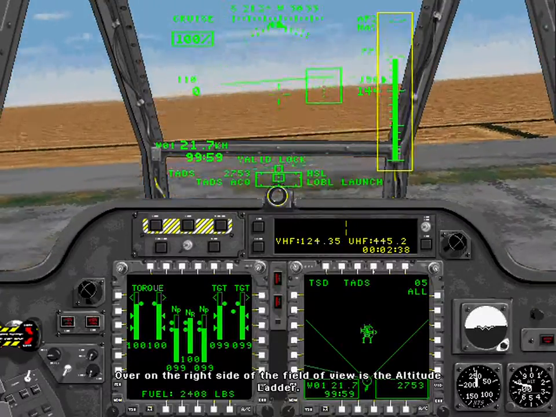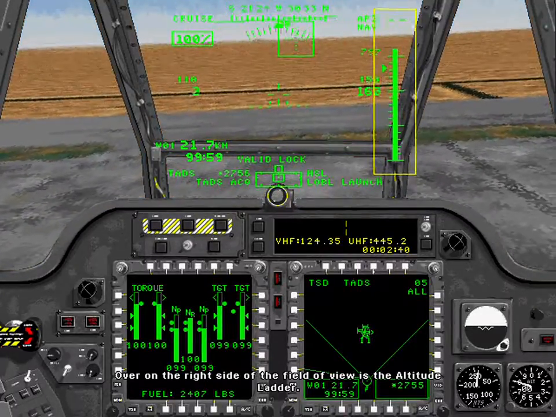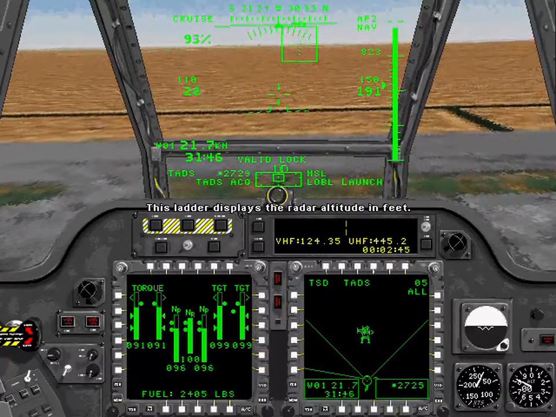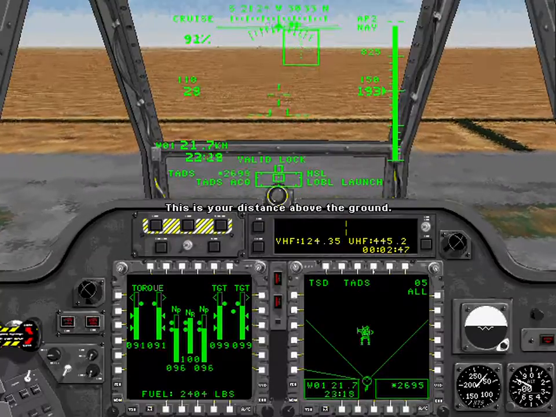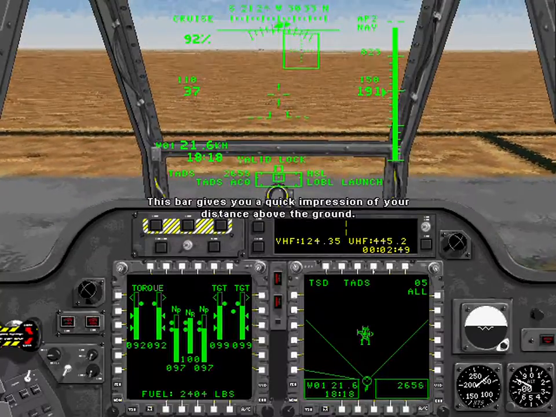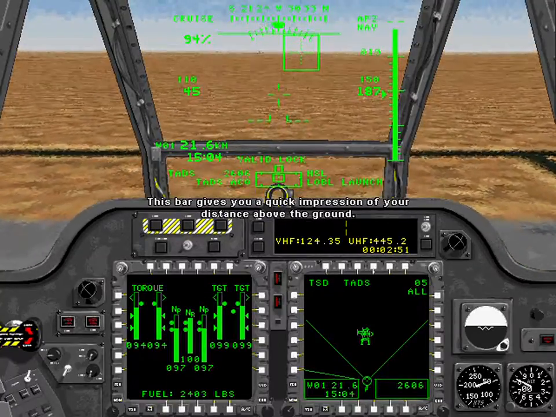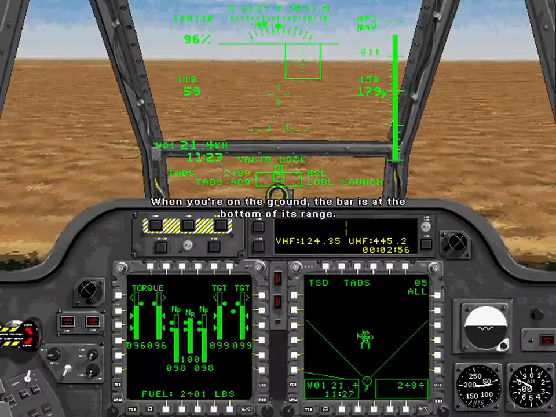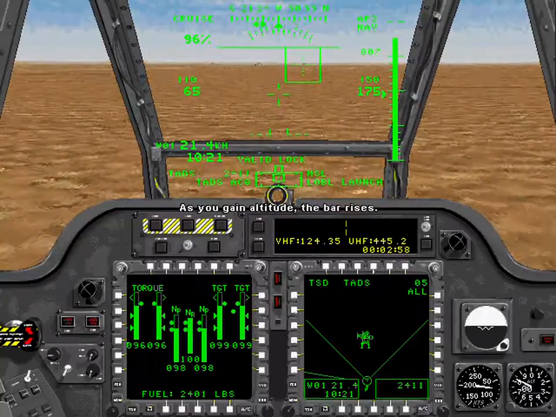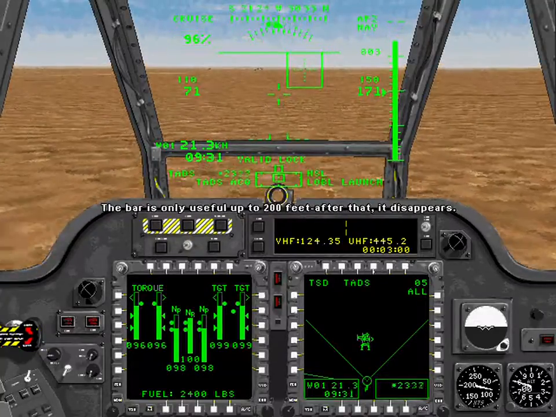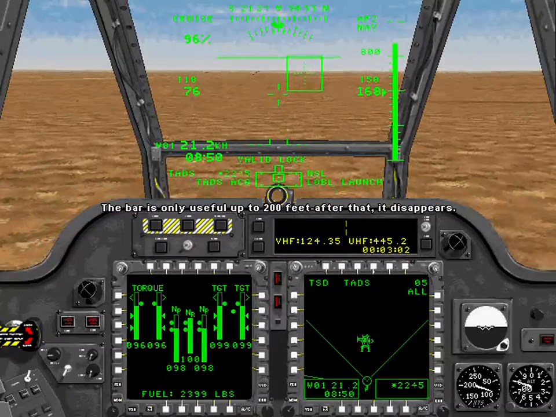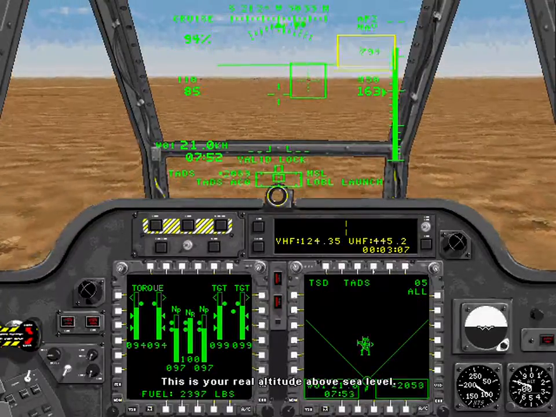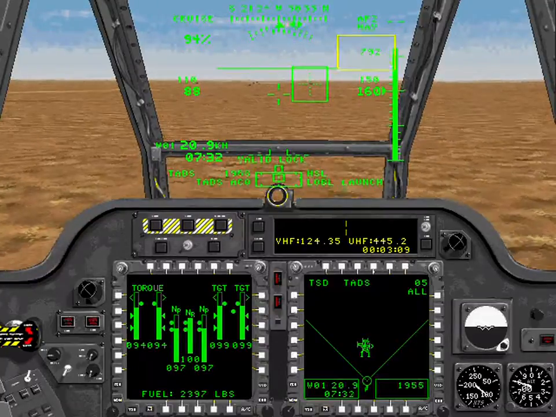Over on the right side of the field of view is the altitude ladder. This ladder displays the radar altitude in feet. This is your distance above the ground. This bar gives you a quick impression of your distance above the ground. When you're on the ground, the bar is at the bottom of its range. As you gain altitude, the bar rises. The bar is only useful up to 200 feet. After that, it disappears.